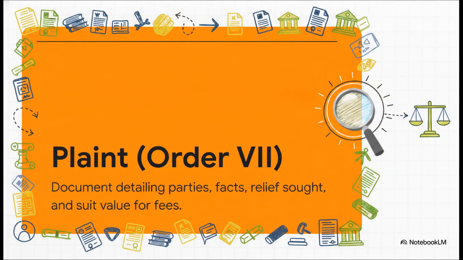Once you're certain of your ground, you file your foundational document. Under Order 7 of the Code of Civil Procedure, this is known as the Plaint. Think of the plaint as the absolute blueprint of your lawsuit. It lists the parties' names, the exact facts of what happened, the specific relief or compensation you want, and the monetary value of the suit so the correct court fees can be calculated. Careful drafting here is absolutely crucial. If your plaint is defective, maybe it's missing key details or the court fees are short, the judge can reject it entirely under Order 7, Rule 11. No trial, no arguments, just rejected. It has to be rock solid.